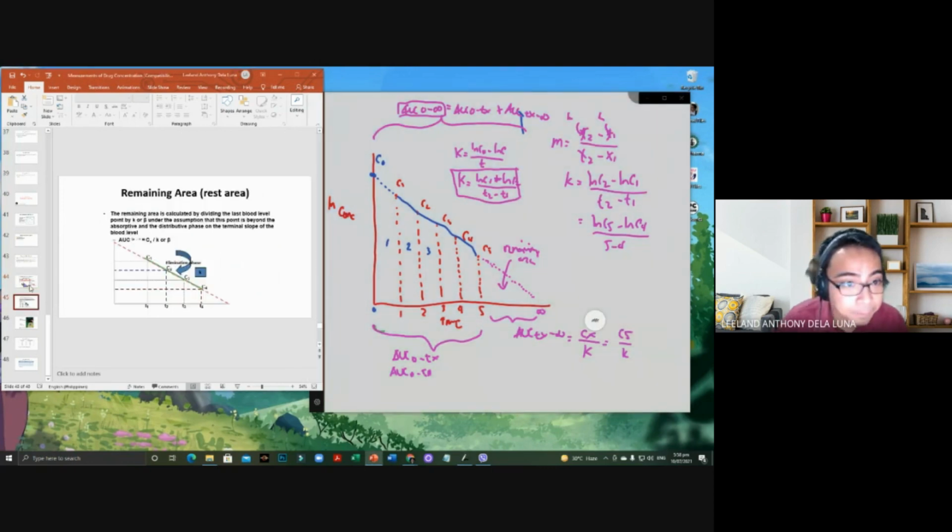Okay. So, yun lang naman kasi yung remaining area, what we call the rest area. Ito yun. So, paano siya kinocompute? It's just the terminal concentration divided by your K. And again, class, K is computed using the last terminal concentrations. Okay? With their respective time.